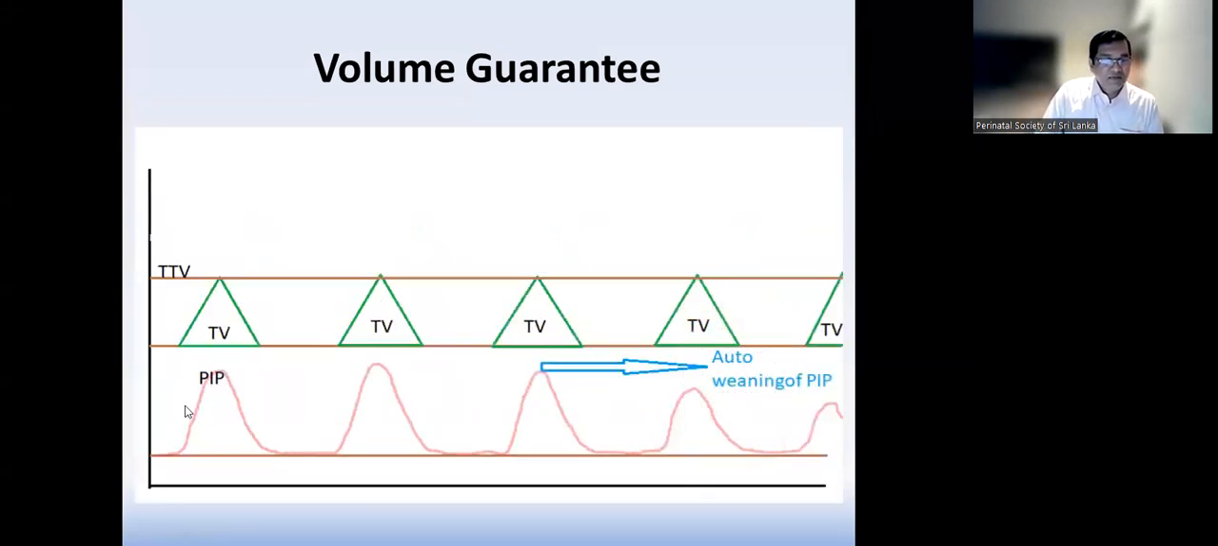Right. So subsequent breaths. Now the patient is in more stable ventilation. The same PIP is used, and the same tidal volume is delivered. And with time, with the improvement of the lung compliance, the same tidal volume will be delivered with a lower PIP. And you can see this is called auto weaning of PIP.